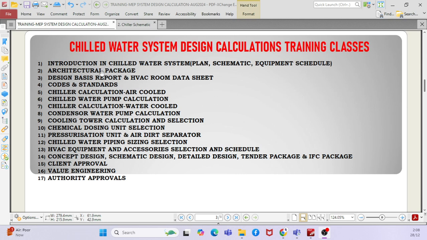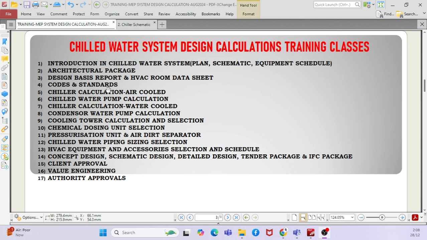Then we have an architectural package, which we have seen before. Then there is the design basis report, then the HVAC room data sheet. There are different spaces, and we will find out the thermal load. Based on that only, we will find out the total building heat load, and based on that we can design the chilled water system.